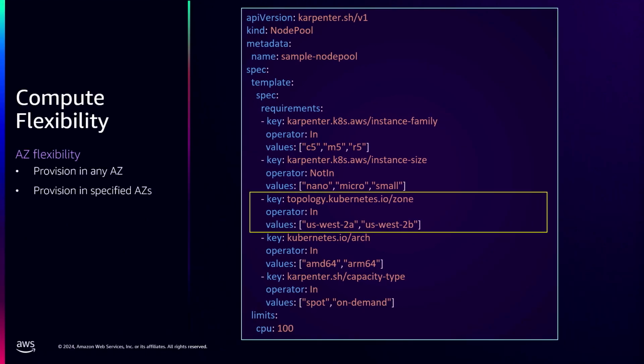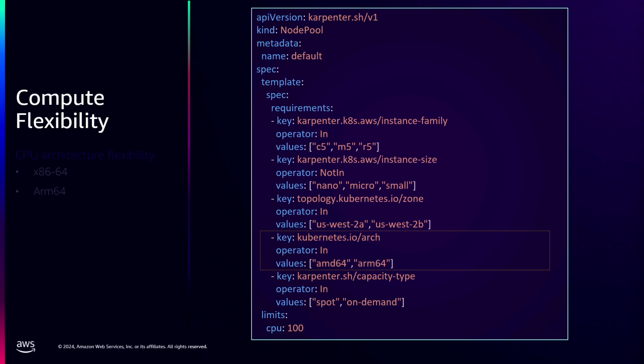You can also control things like availability zone. For example, you can say, hey, spin it up within US 2A, 2B, or any specific AZ. Unlike an autoscaling group, you do not need to create different node pools for this. Also, you can control the architecture type. You can use x86 or ARM, like Graviton, based on your workload.